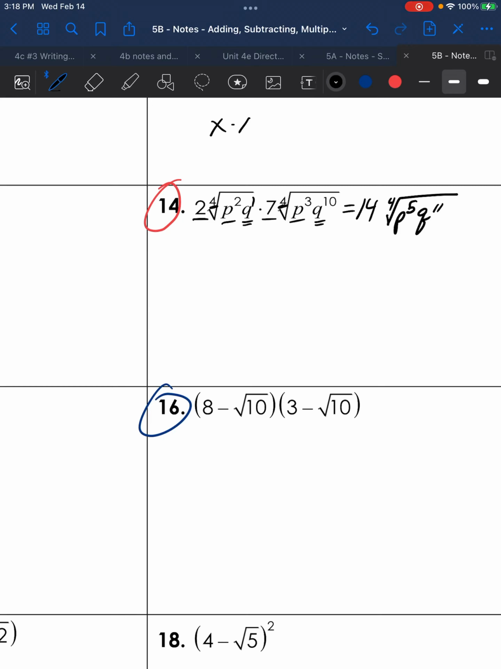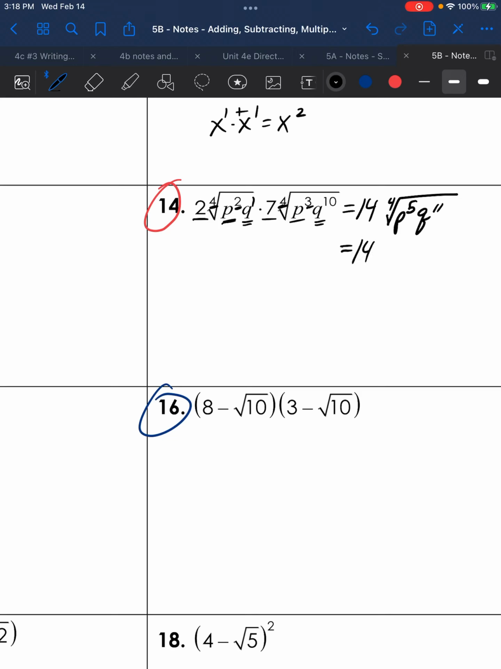If you're not believing this, just think about what x times x is. That's x squared. So when you have like bases, you have to add exponents. So when I have p squared and p to the third, I have to add those exponents when you're multiplying like bases. After we multiply, then we simplify.